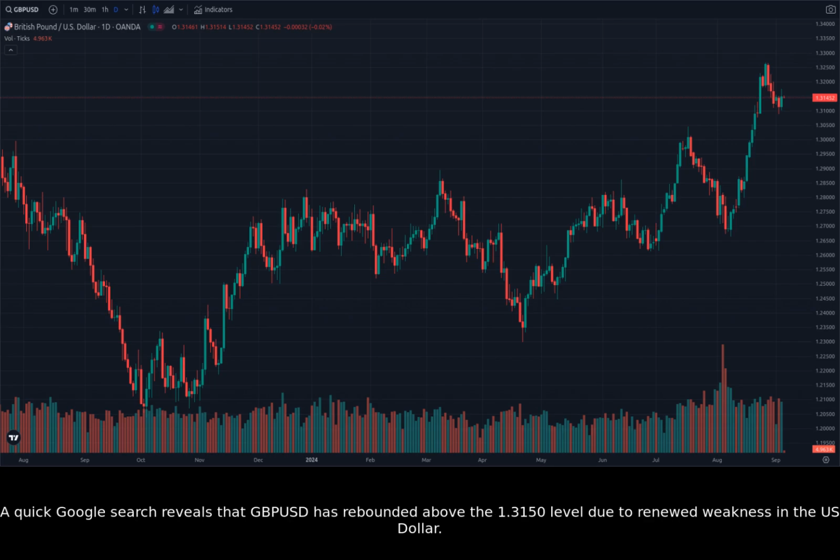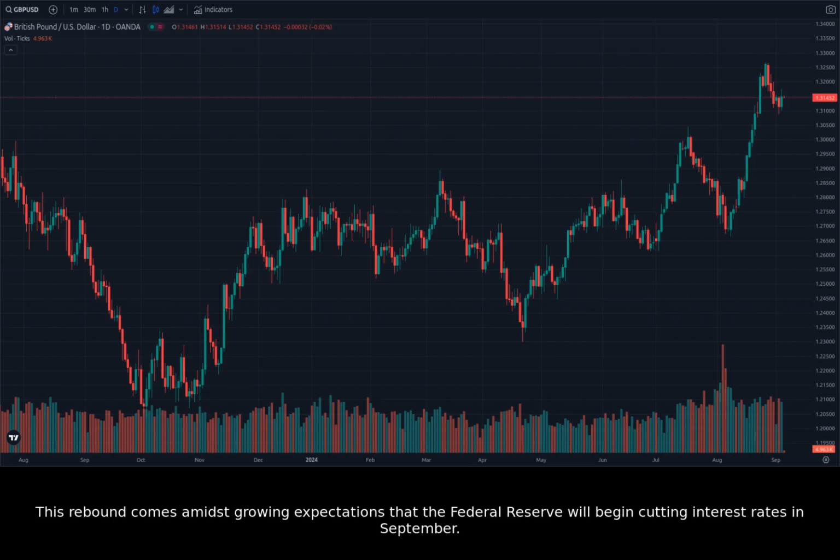A quick Google search reveals that GBPUSD has rebounded above the 1.3150 level due to renewed weakness in the US dollar. This rebound comes amidst growing expectations that the Federal Reserve will begin cutting interest rates in September. Analysts are anticipating a 50 basis point reduction, which could further weaken the US dollar and provide support for GBPUSD.